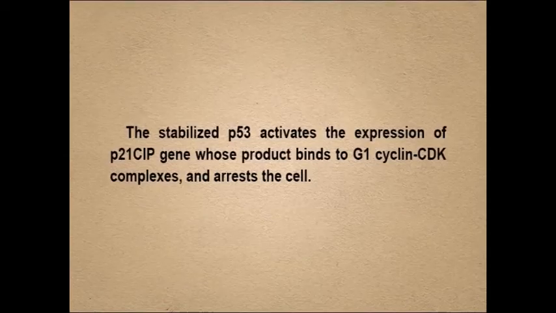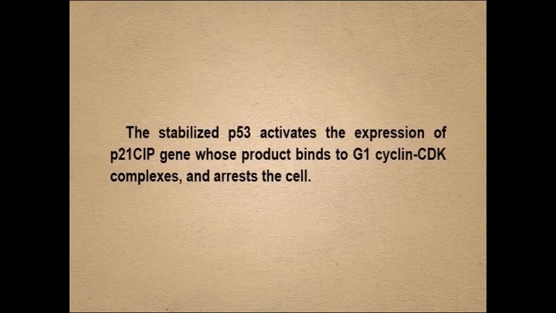p53 protein is highly unstable and present at a very low concentration in normal cells. Their concentration is heightened only in stressful situations when activated ATM kinase phosphorylates and stabilizes them. The stabilized p53 activates the expression of p21 CIP gene, whose product binds to G1 cyclin-CDK complexes and arrests the cell.